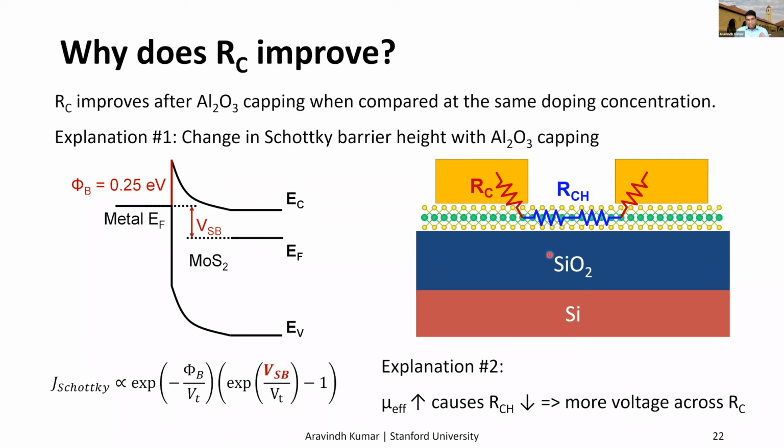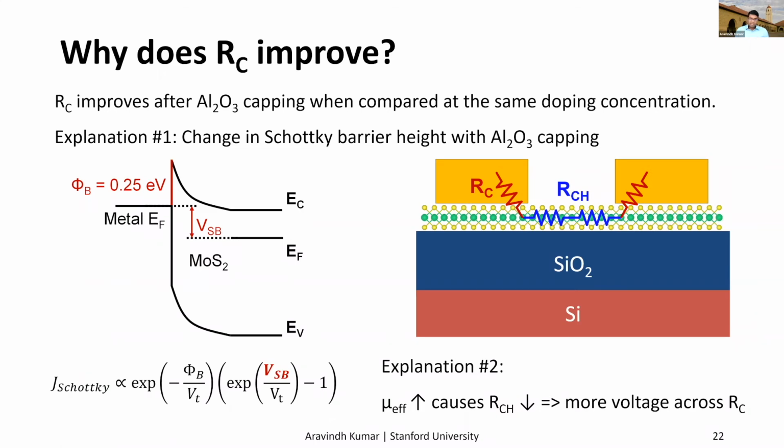Going back to this schematic, the total transistor resistance is made of the contact resistance as well as the channel resistance. So this acts like a voltage divider network. An improvement in the mobility because of the channel passivation would lead to a reduction in the RCH, and more voltage falls across the barrier and the barrier gets more activated. So a reduction in the RC occurs.